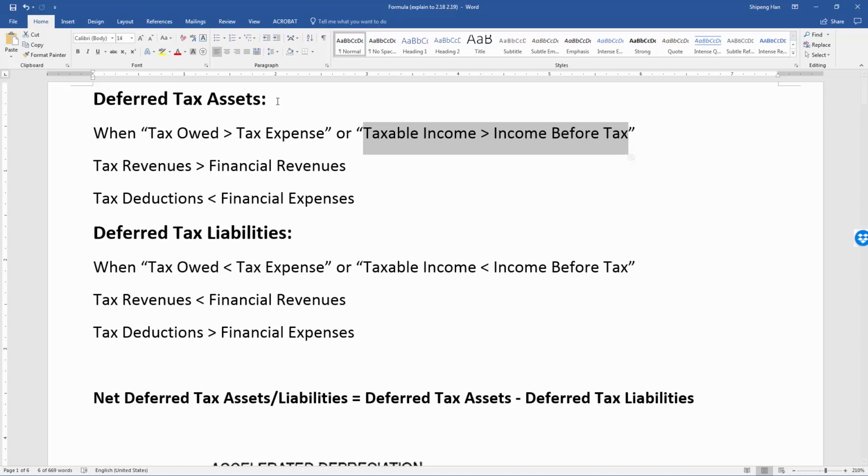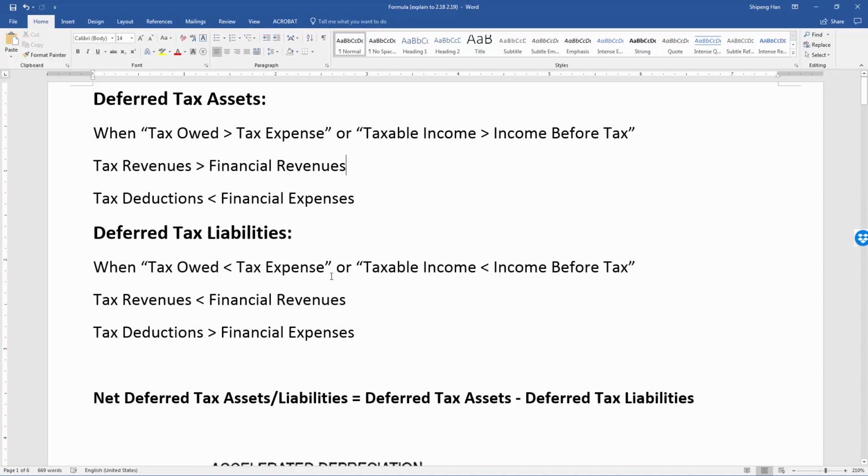If we assume the company continues this trend in the future, that means taxable income is always greater than income before tax. That means if the tax owed is always greater than tax expense, we can expect the deferred tax assets to accumulate and keep increasing until the trend is discontinued or reversed. Then we will observe the deferred tax assets diminish and decrease.